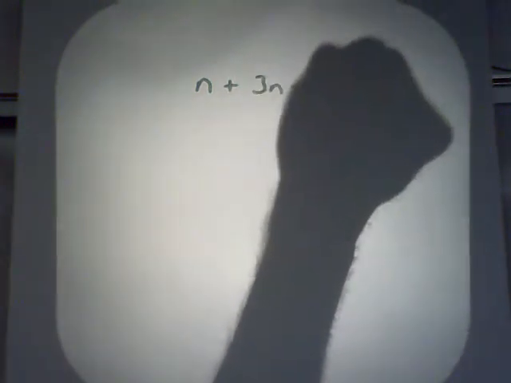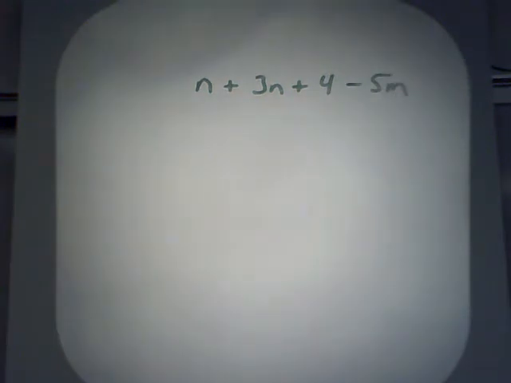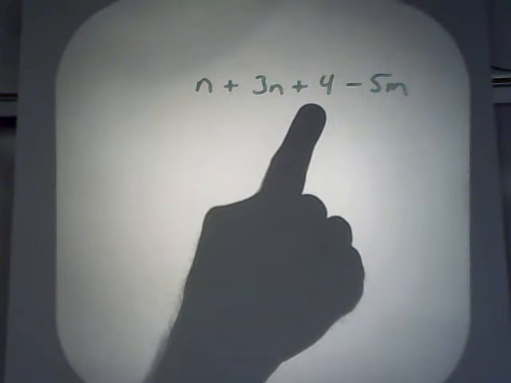Then we had simplifying or combining terms. Okay, so let me write a completely different expression than what I had yesterday. n plus 3n plus 4 minus 5m. I want to know what the different parts are. What do I call the numbers that are standing by themselves with no letters? They don't change. They will always be that number. Constants. Good, constants. Those are my constants.